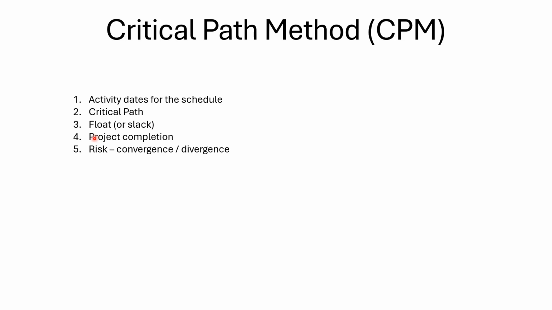And most important, we will also find the completion date for the entire project and how it can be protected using the CPM. And last but not least, we identify risky activities and activity paths in the schedule by the convergence and divergence points. So without further ado, let's proceed.